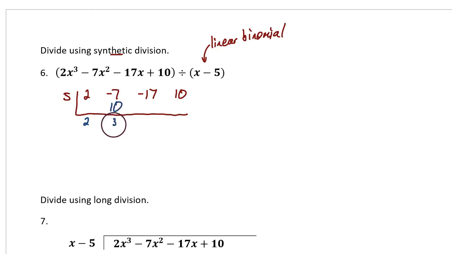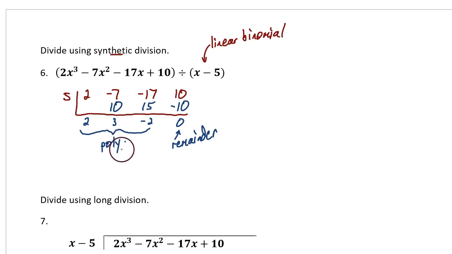2, 10, 3, 15, negative 2, negative 10, 0. We're doing division. This number that you get on the end is your remainder. A remainder of 0 means that it divided evenly. These right here create a polynomial. They are the coefficients of a polynomial. The polynomial is a depressed polynomial, meaning if the original one was to the 3rd power, this one is to the 2nd power. So what do we get when we divide? We get the answer 2x squared plus 3x minus 2.